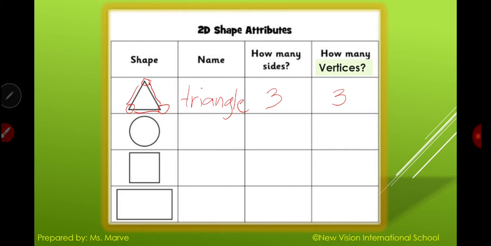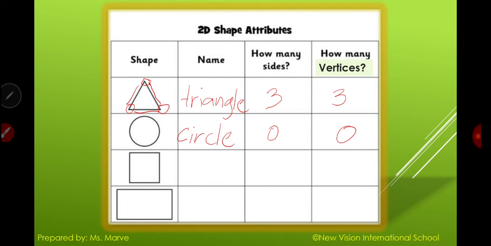Next, look at the shape. How many sides? No, it's 0. How many vertices? None. It's 0. So, we can conclude that this shape is a circle.